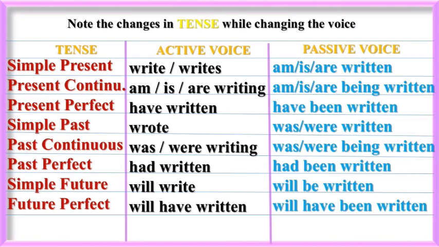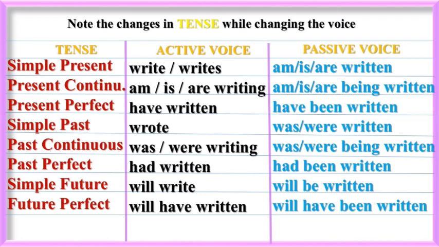Present continuous tense. In active voice, the verb form is "is/are writing." It converts into "is being written" in passive voice. Present perfect tense. Active voice "have written" is the form of the active voice, but it is converted into passive voice as "have been written."